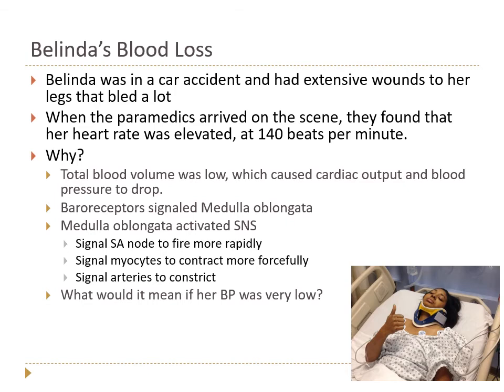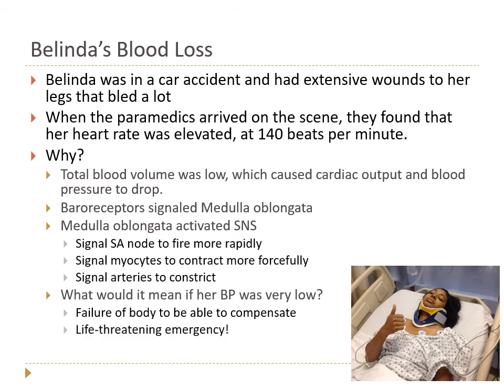Well, first of all, her sympathetic nervous system is activated. So the whole point is to maintain sufficient cardiac output to maintain sufficient blood pressure to get blood to all the tissues where you need it. So if her blood pressure is low, this is an ominous sign, right? This tells us that her body, despite pulling out all the stops, is unable to maintain sufficient cardiac output and sufficient blood pressure to perfuse her tissues, to deliver blood to all of her tissues. So if that happens, this is a life-threatening emergency.